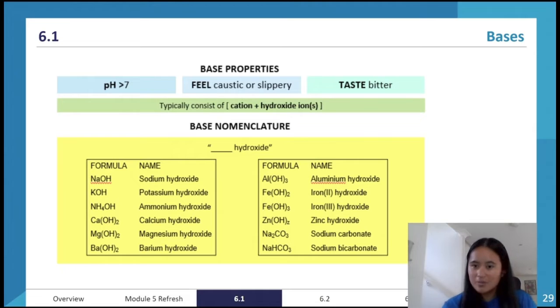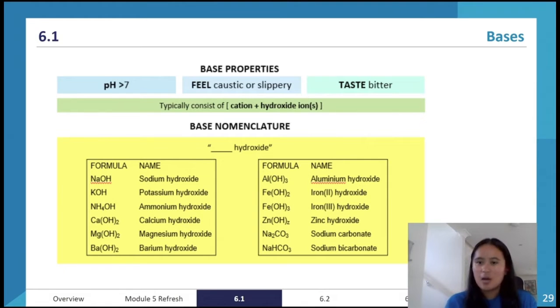Bases, pretty much the opposite of acids. We have a pH that's over 7. We have a bitter taste instead of a sour taste, and they feel a bit slippery, feel a bit caustic. And most of the time they are a cation plus a hydroxide. Now, don't go mistaking this for all bases having a hydroxide, because that's not the case. You can see in this slide with the nomenclature, there's sodium carbonate and bicarbonate, which aren't hydroxides, but they're still bases. So don't go thinking that every single base is a metal hydroxide, because it's not. But most of them are.